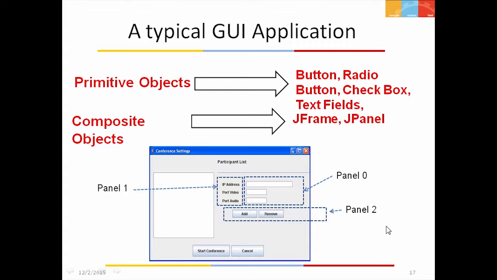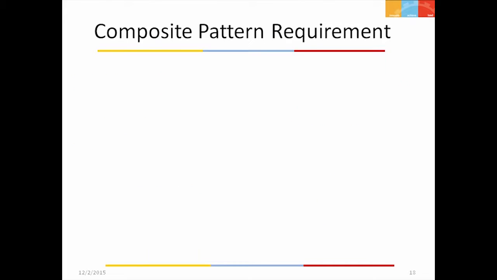There are primitive objects like start conference button, cancel button, then there is a text area, white text area here, plus it has panels. You see, this JPanel is essentially a composite object. It has a panel like this, it has another panel here, it has another panel here, and inside this panel, which is a composite object, there are again buttons and labels and text boxes. So this composite object consists of even more fine-grained composite objects and primitive objects here. So this is the example, but let's look at the requirement.